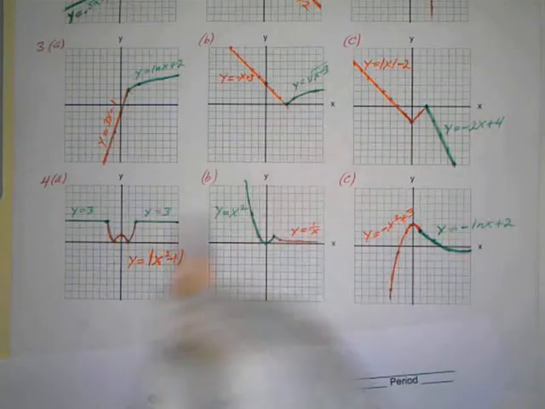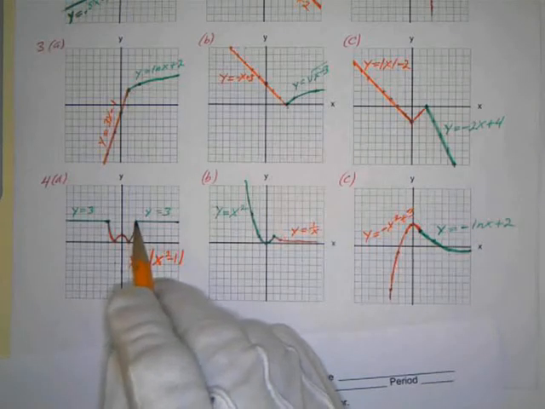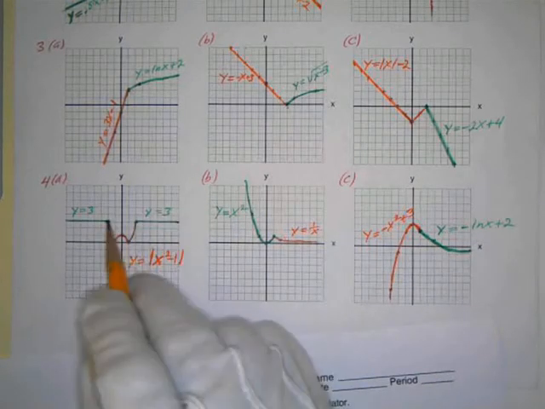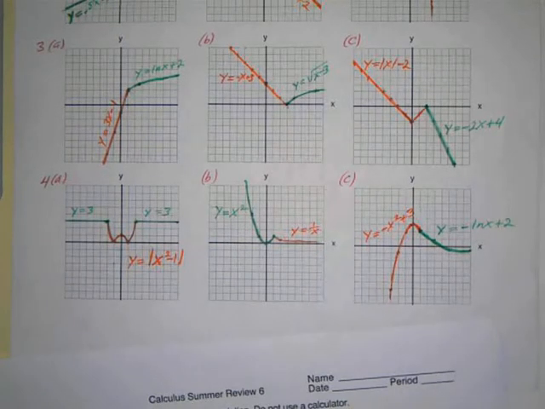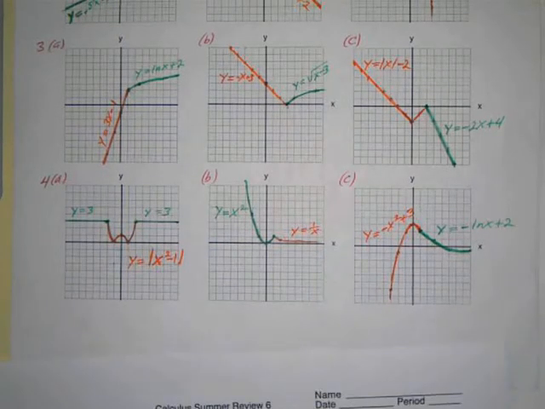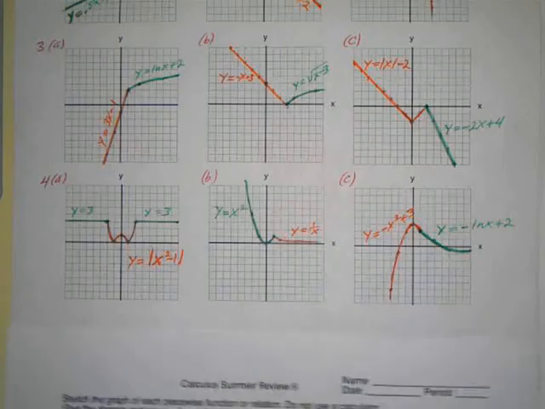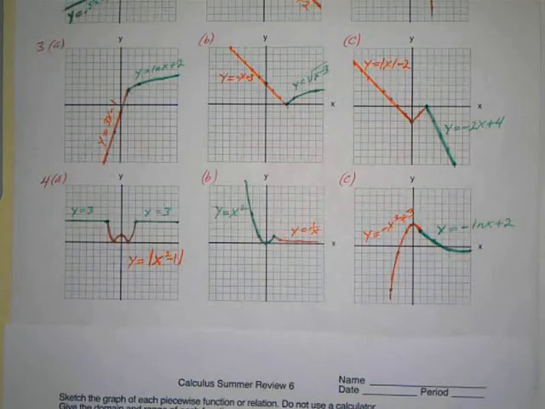And then when the absolute value is greater than 2, that's 2 or greater, or negative 2 or smaller, then it's just y equals 3. So that's kind of an interesting one. So I hope that makes sense. Take a look at your paper, and hopefully that makes sense. Especially the way we define the domain.